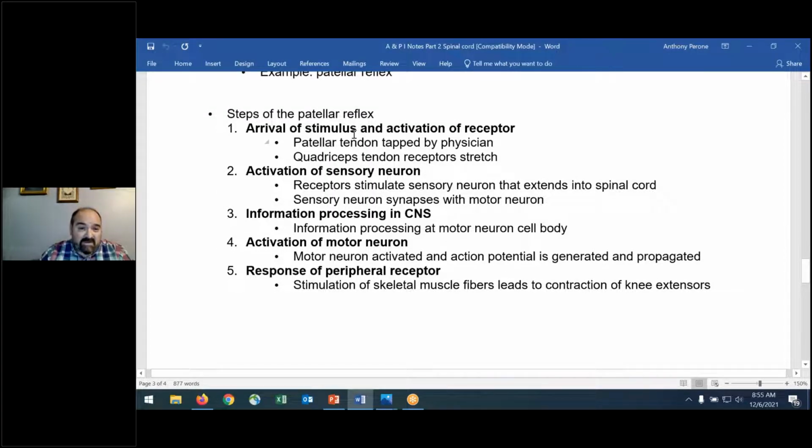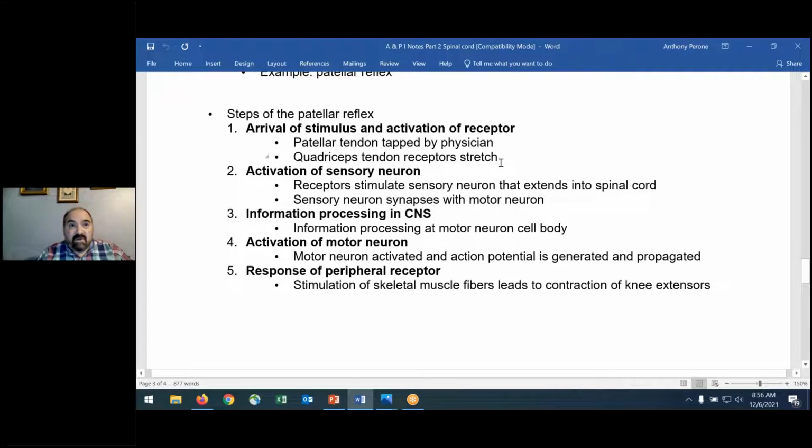So the arrival of the stimulus and the activation of the receptor, because that's the key issue there, is the receptor has to be activated, okay? And so the patellar tendon is tapped by a physician or a clinician, right? Because we have nurse practitioners, we have physician's assistants, right? A medical assistant wouldn't do this, but a clinician would do this, okay? The quadriceps tendon receptors stretch, okay?